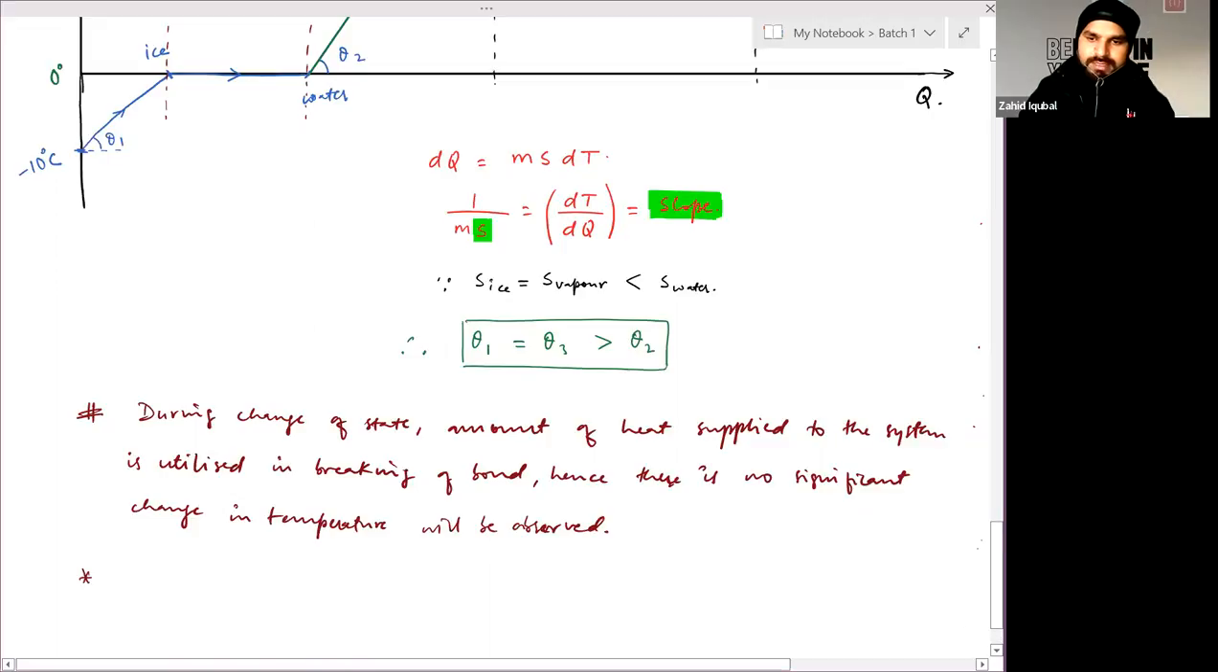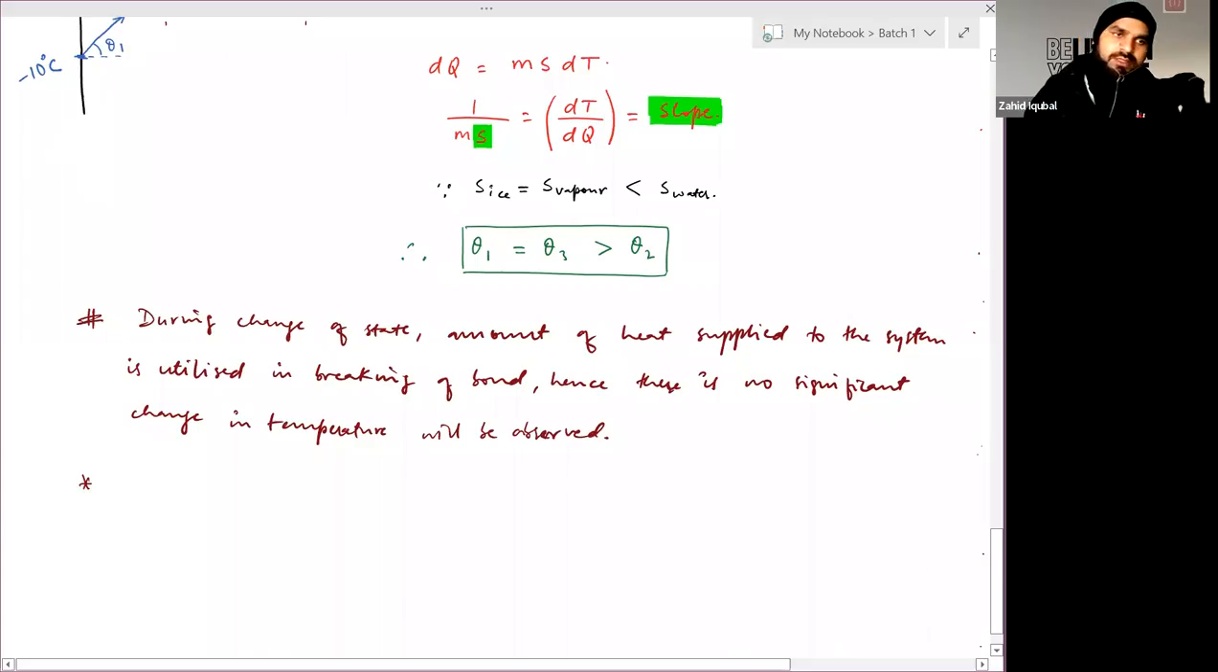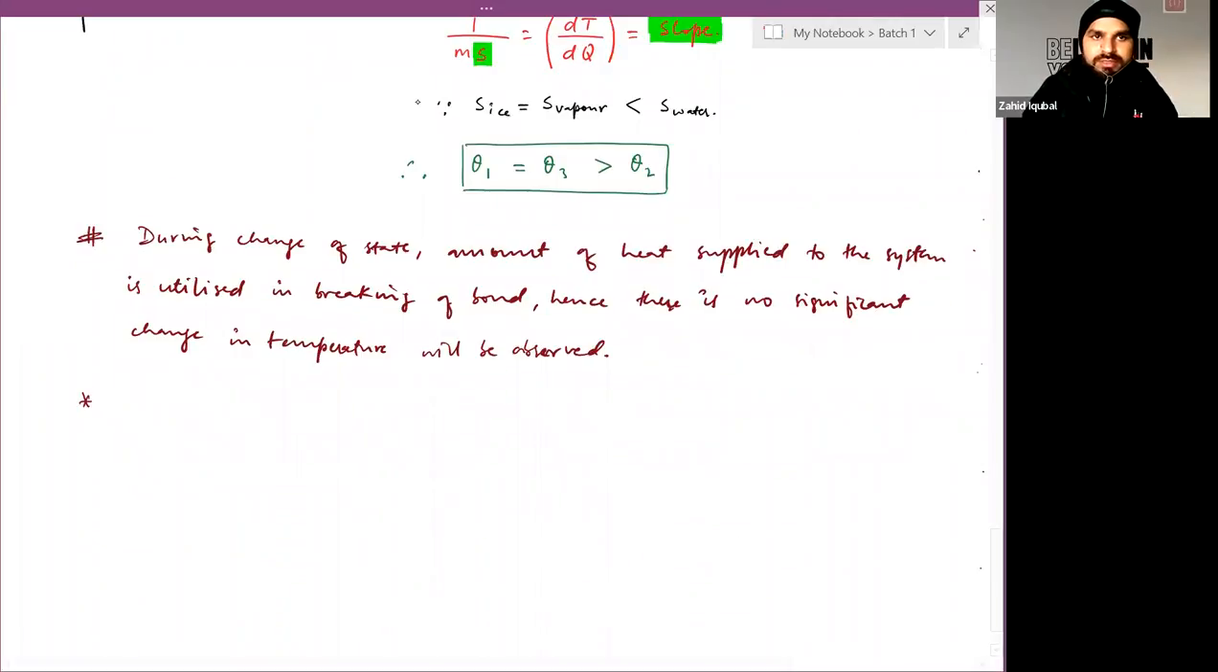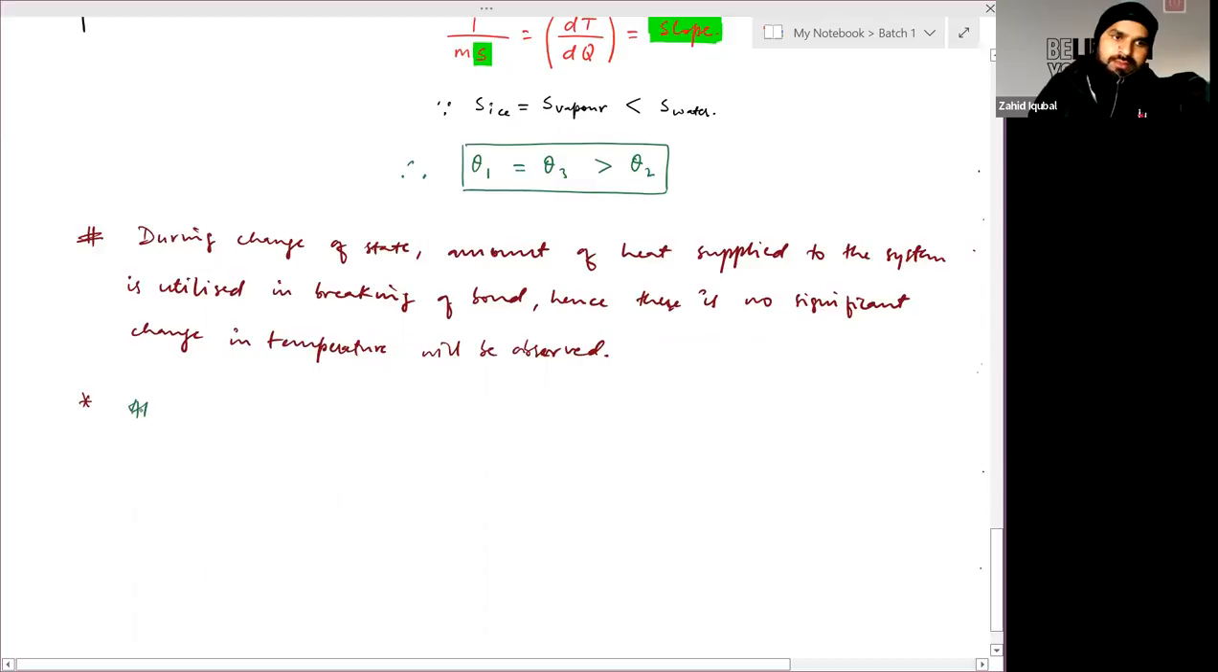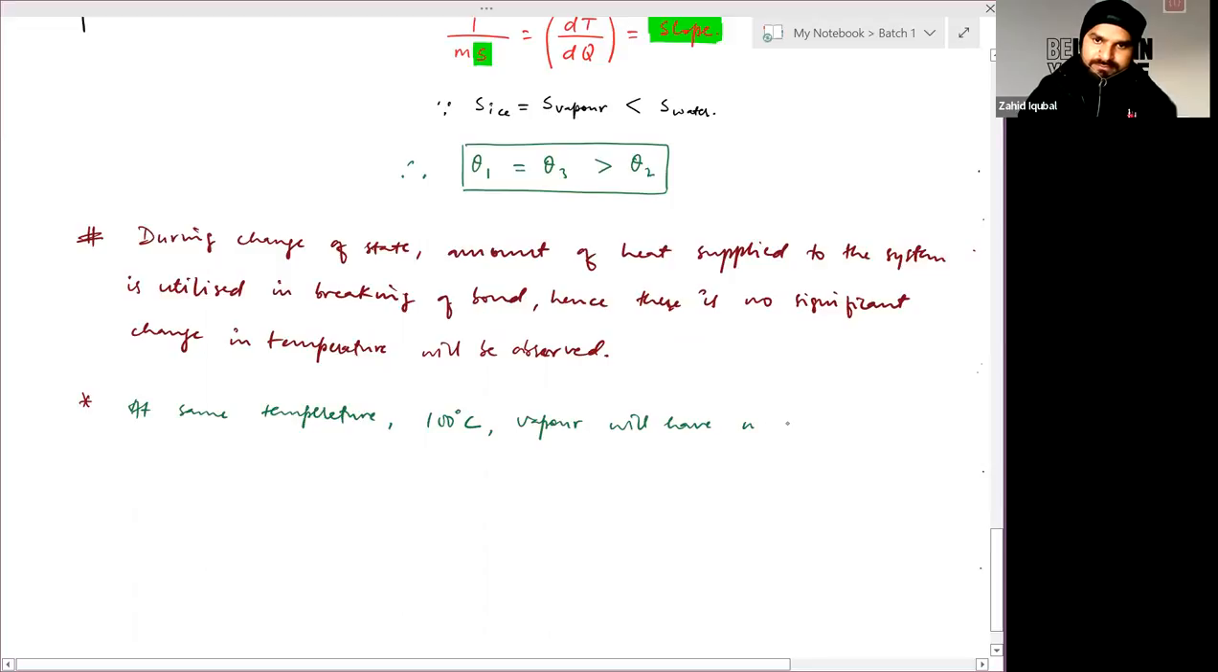Next, at the same temperature, which will be more effective in causing a severe burn? At the same temperature, let's say 100 degrees Celsius, vapor will have more heat energy as compared to water, so it can cause a more severe burn.